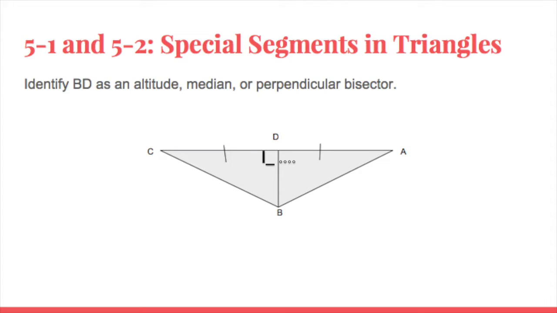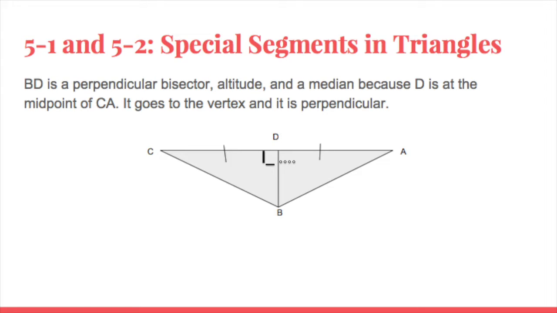Identify BD as an altitude, median, or perpendicular bisector. BD is a perpendicular bisector, altitude, and a median because D is at the midpoint of CA. It goes to the vertex and it is perpendicular.